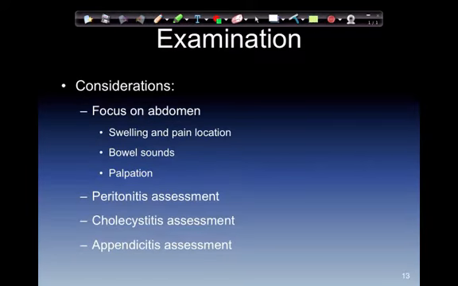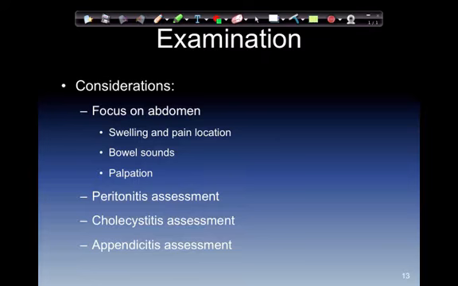As far as examination, focus on the abdomen: swelling and pain location, bowel sounds, palpation, peritonitis assessment. Abdomen will feel warm to the touch. Cholecystitis assessment would be Murphy sign. Paramedic places his hand over the right upper quadrant.